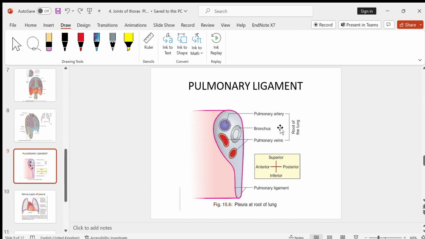So now let's discuss what is a pulmonary ligament. Generally the parietal pleura and the visceral pleura are separated from each other, and the space between these two pleura is called the pleural space. What happens is that at the area of the root of the lung, where various structures enter or leave the lung, the parietal pleura and the visceral pleura adhere to each other. So this area is called the pulmonary ligament.